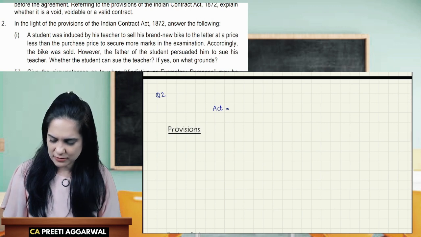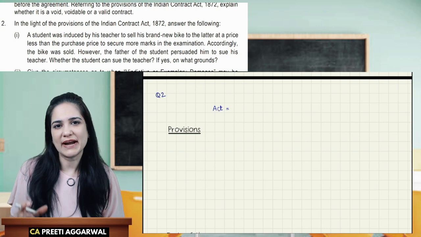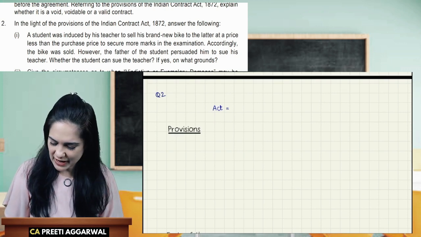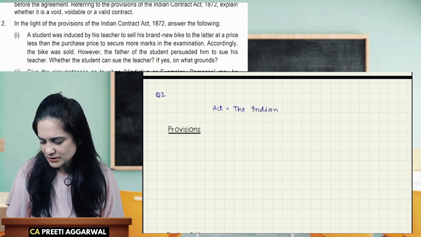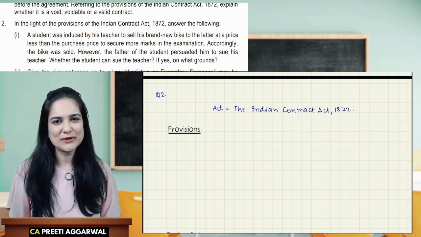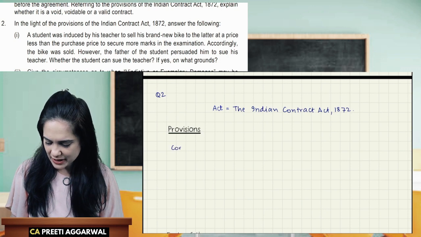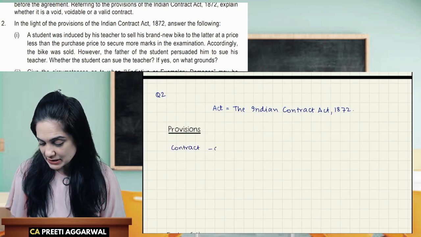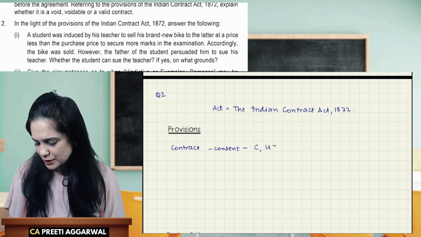What will you write? Firstly, we will say that this question relates to the Indian Contract Act 1872. So first we will identify the act and write it over here. The Indian Contract Act. So this is nothing but writing practice while watching the video. You will first explain that contracts where consent is obtained by coercion, undue influence, fraud, misrepresentation.